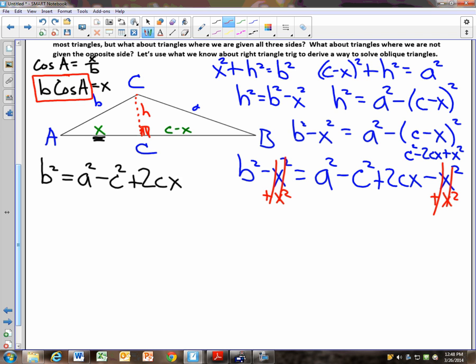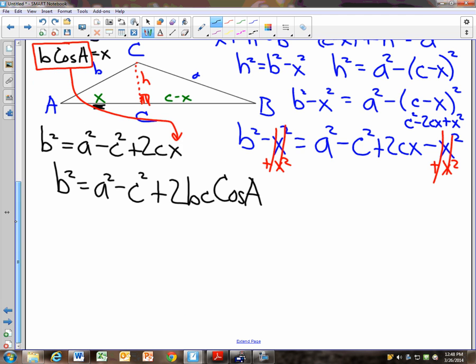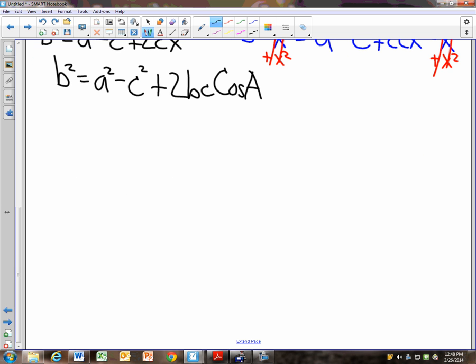I could take this and substitute it in for x. Will I have any x anymore? No, I get this wonderful formula. B squared equals a squared minus c squared plus 2 times, I'll write the b from the cosine, times c times the cosine of A. Oh, it's great. Wait till you see it in action. Right now it's just sitting on the sidelines. Wait till we put it in the game.